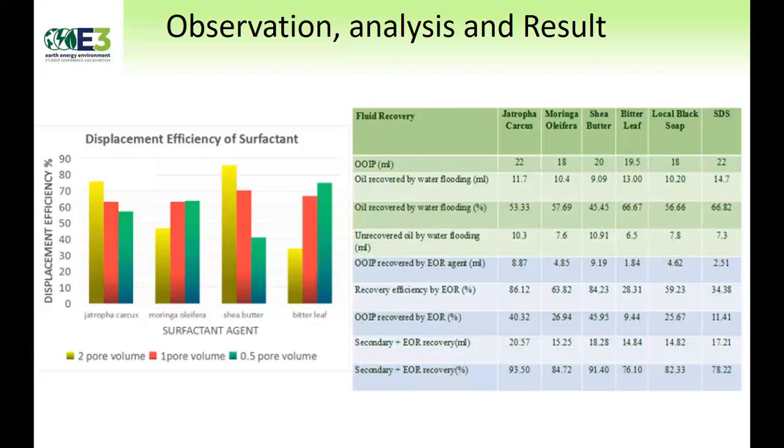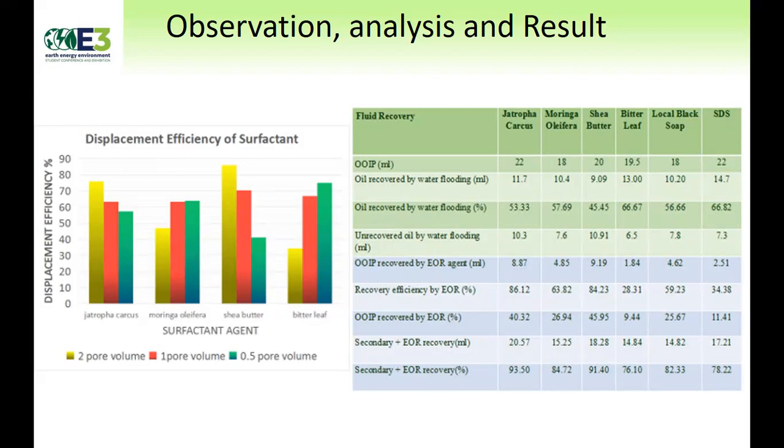So finally, we had to carry out the last thing. We looked at the combination of the secondary recovery and also the EOR. We could see that we have a greater recovery in volume compared to the oil in place in Jatropha curcas, followed by the shea butter and the conventional. So in hierarchy, our total recovery, the Jatropha curcas proved to be very efficient, followed by the shea butter and also the Moringa. After the Moringa, we have bitter leaf coming in last before the conventional.